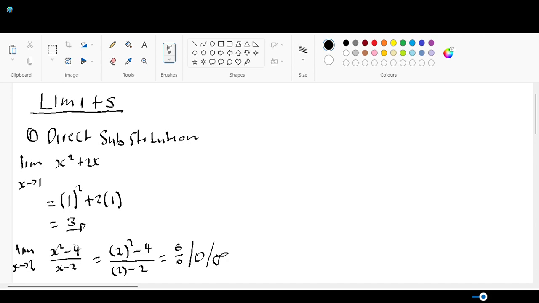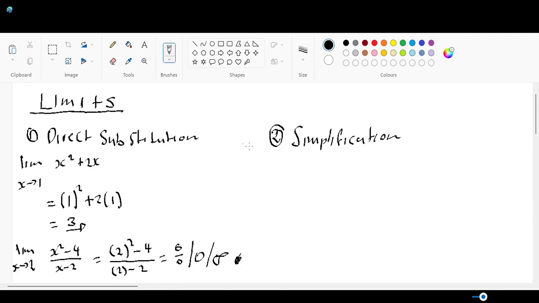Now what is step number 2? Step number 2 is simplification. Let me just write simplification. Basically what it means is, when you do direct substitution, just like in this problem here, and the answer is 0 or infinity, you have to go to simplification. You have to do simplification.